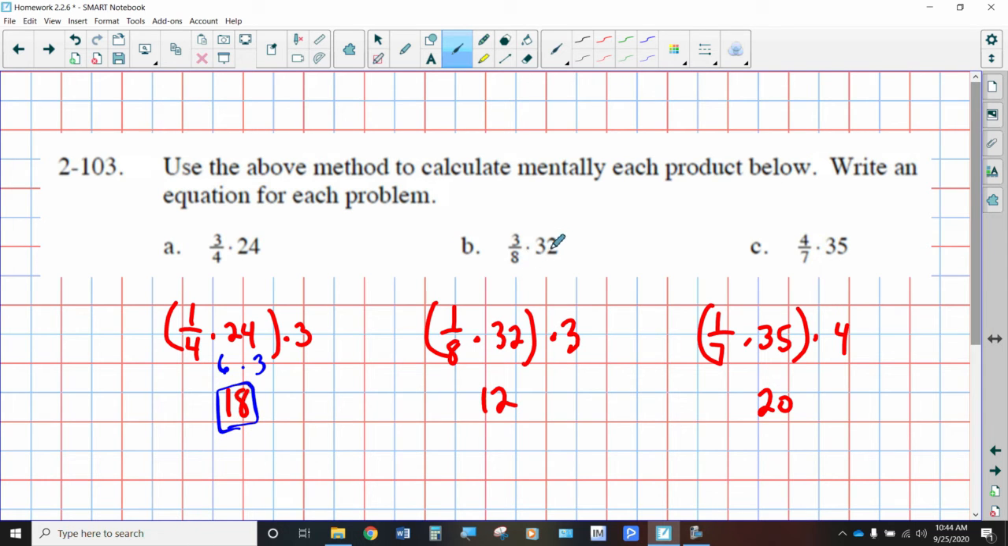3/8 of 32 will be 1/8 of 32 times 3. So 1/8 of 32 is 4, and 4 times 3 is 12. And then 4/7 of 35 is 1/7 of 35 times 4, and we know that 1/7 of 35 is 35 divided by 7, so it'd be 5 times 4, which gives you an answer of 20.